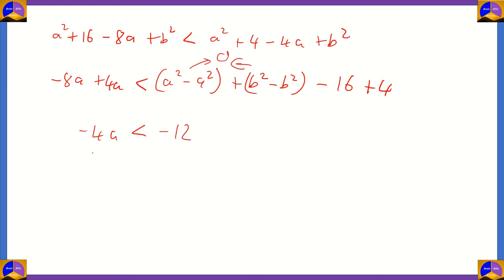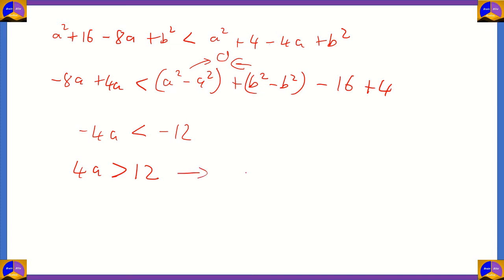Since both sides are negative, we can remove that. But when we're removing the negative sign, the less than symbol becomes greater than, so 4a will be greater than 12. And it makes sense, because if 4a is greater than 12, if you were to take negative 4a, it would be less than negative 12, because in negative numbers, the bigger the value of the negative number, the lesser it is. So that relation is true.